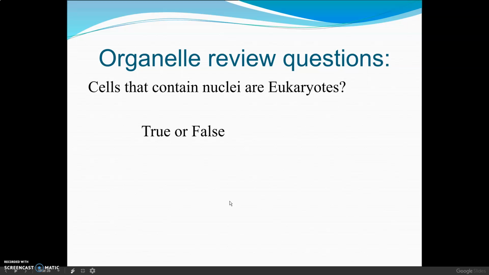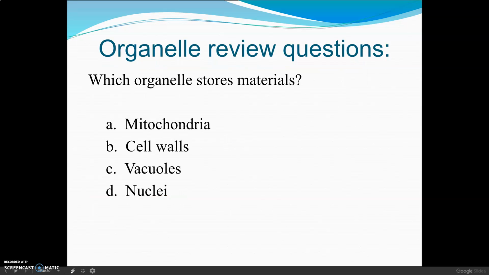Cells that contain nuclei are eukaryotes. True or false? True. Prokaryotes do not have a nucleus. Which organelle stores materials? Is it A, mitochondria, B, cell walls, C, vacuoles, or D, nuclei? Answer is C, vacuoles. Holds waste, water, and food supplies.